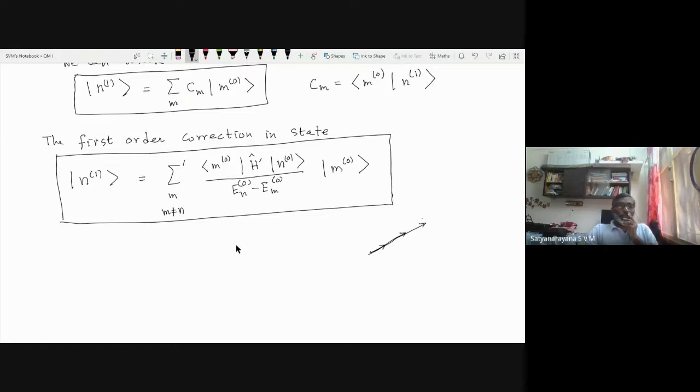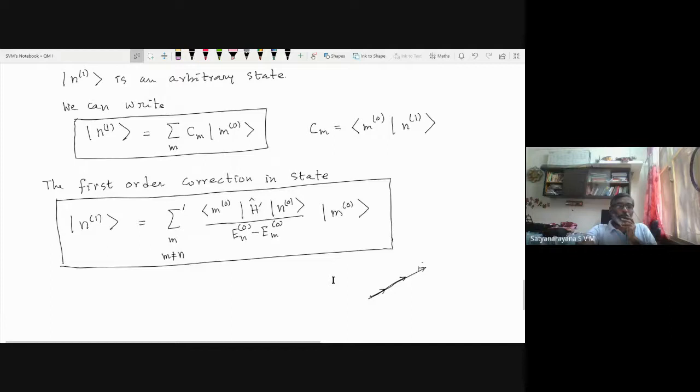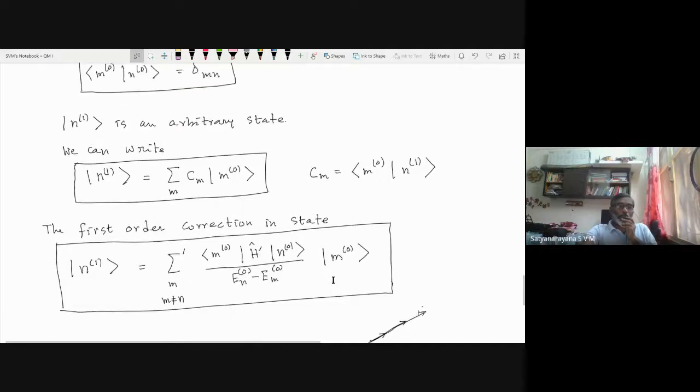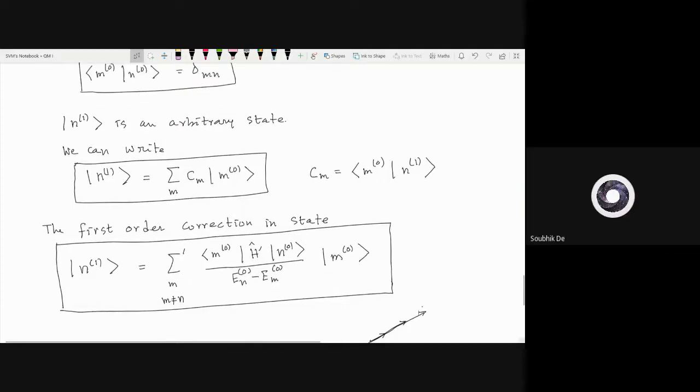So this is the first order correction for the energy eigenstate. Maybe I can just pause here and ask if there are questions.